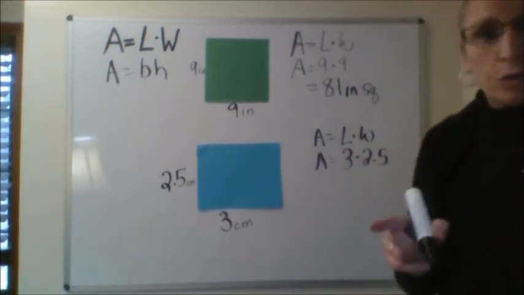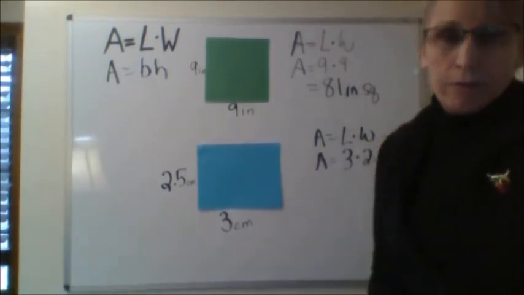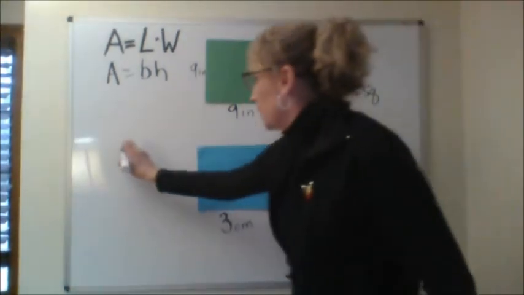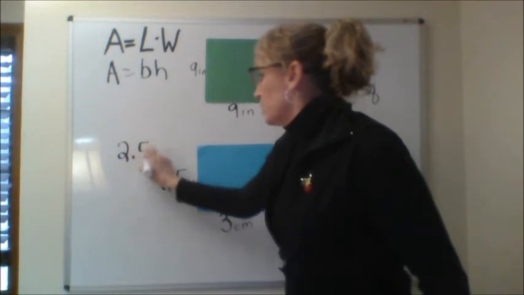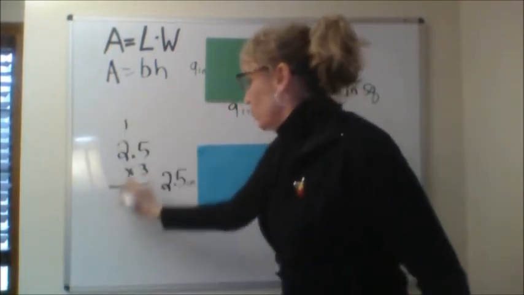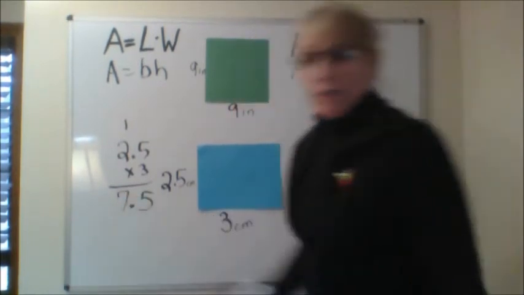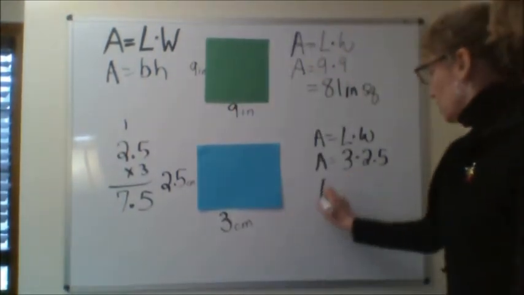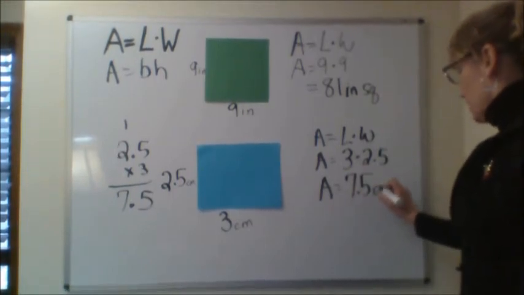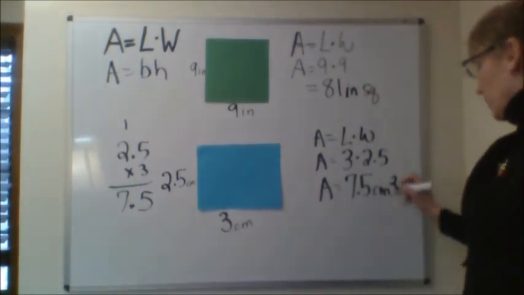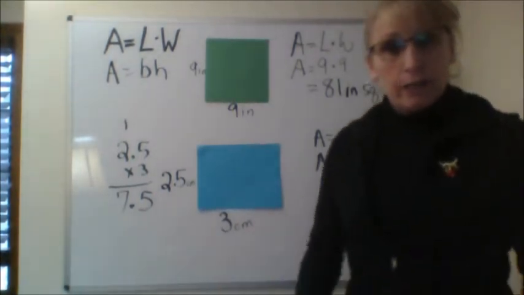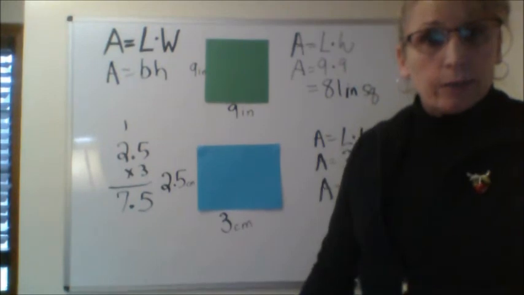Now, a lot of students will try to tell me that that equals 6.5, but it does not. You have to do the math out and multiply it out. So if I multiply 2.5 times 3, 15, carry the 1, I actually get 7.5. So area equals 7.5 centimeters squared. I could label it with a 2 like that. All right? So that's how you find the area of a square and a rectangle.